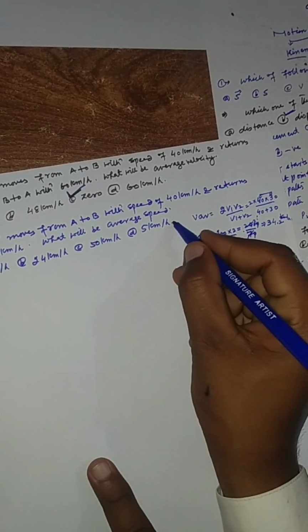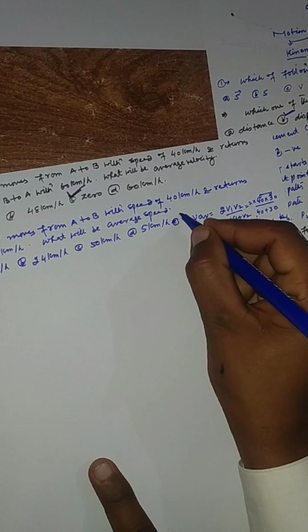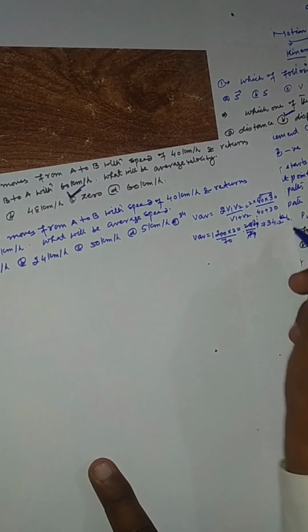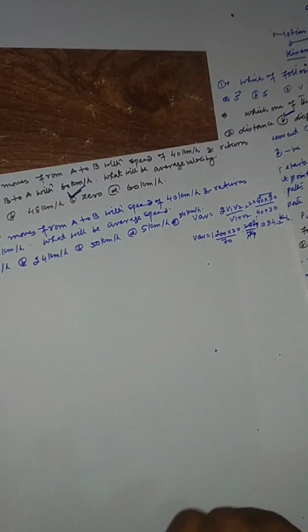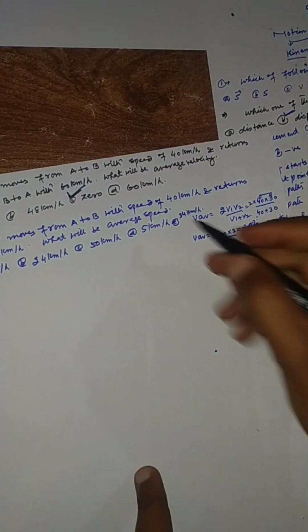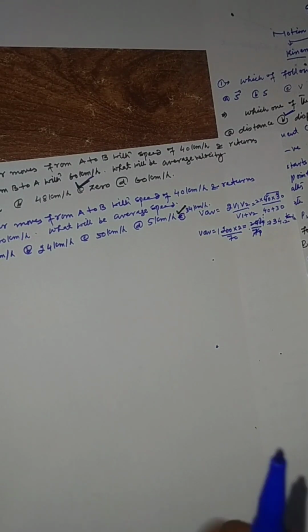not present here. So let's say we neglect 34.2 and take 34 kilometer per hour. What will be the correct answer? The correct answer will be 34 kilometer per hour.